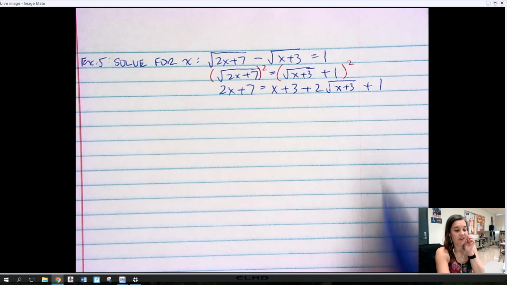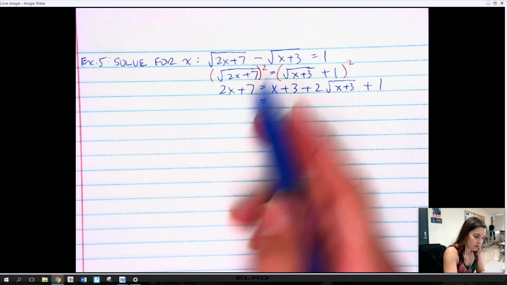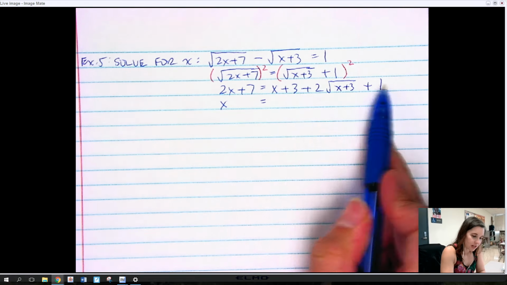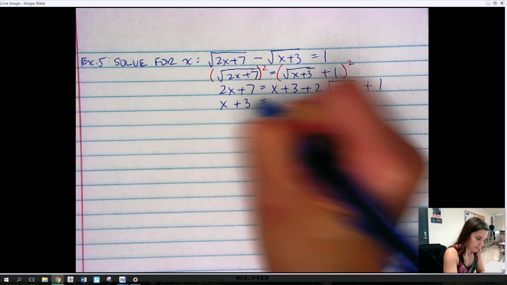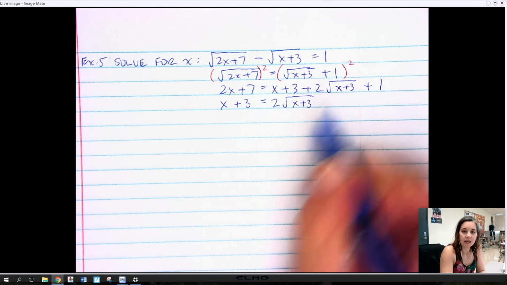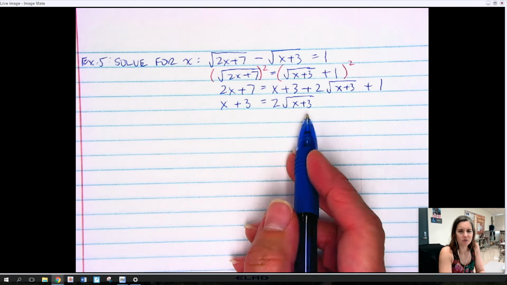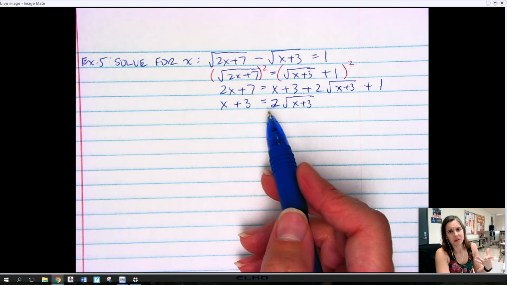All right, so I see I have another radical, so I've got to get it by itself. So I need to move the x over, which leaves an x, and then 3 and 1 make 4. So if I subtract that over, that would leave me with 3. And then I have 2 times the square root of x plus 3. Now, if I divide both sides by 2, so I'm sorry if that doesn't look like a 2. If I divide both sides by 2, it wouldn't make it any prettier, so I'm just going to leave it here.